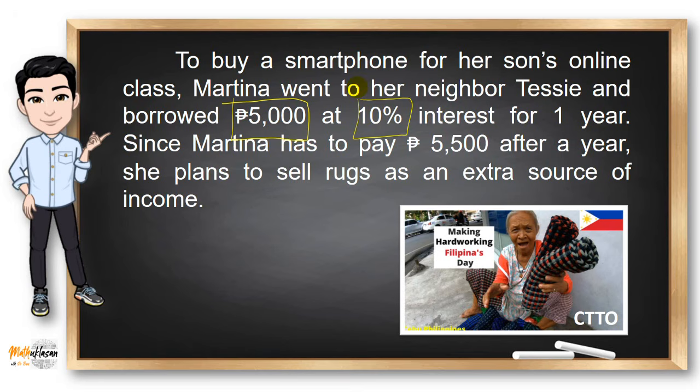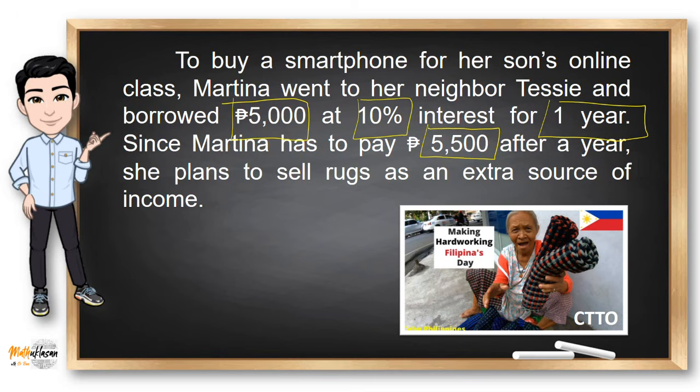The time or term is the number of units of the time for which the money is borrowed and for which interest is calculated. And since Martina needs to pay the loan to Tessie in 1 year, the term is 1 year. The final amount, or sometimes called maturity value, is the sum of the principal and interest which is accumulated at a certain time. The final amount in this example is 5,500.